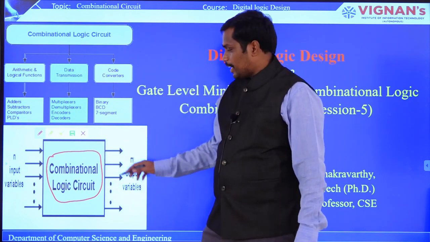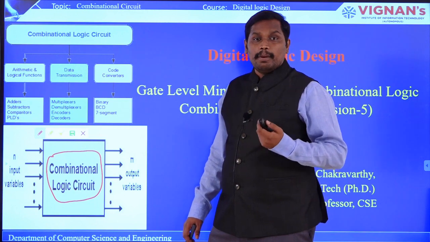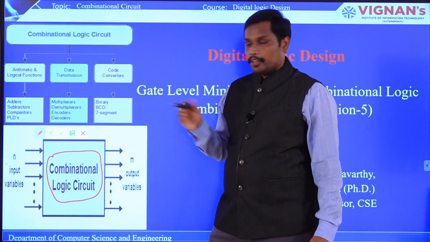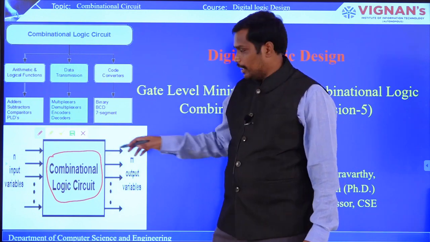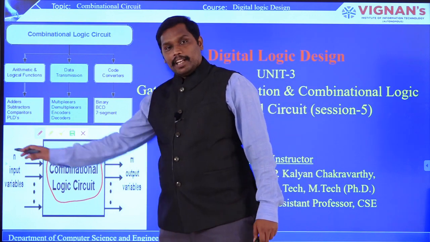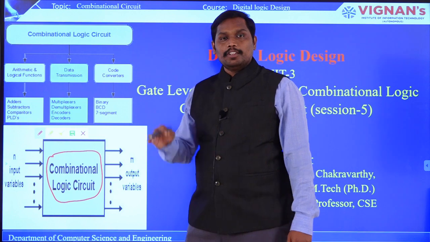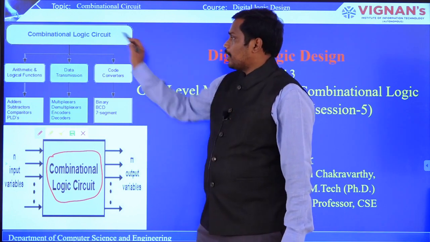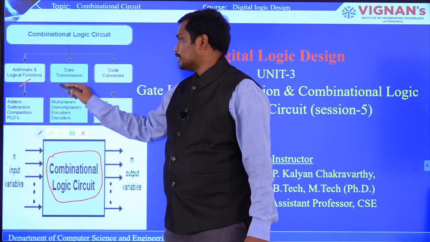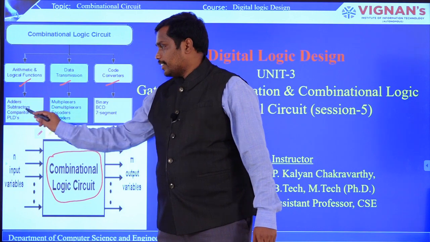So these are the parameters for combinational logic circuits where there is no kind of memory element that can store the data, or that it can take as a feedback. Okay, the self feedback mechanism is not available in a combinational logic circuit. So this particular combinational circuit will have input variables and output variables, and inside you will have some gates. Now this combinational logic circuit is broadly classified as arithmetic, logical functions, data transmission, and code converters, in which today we are going to see adders and subtractors.